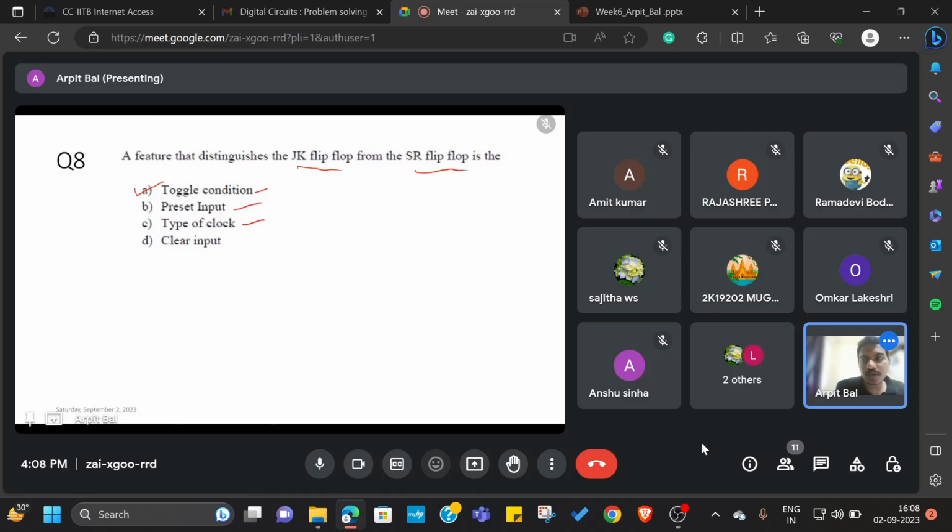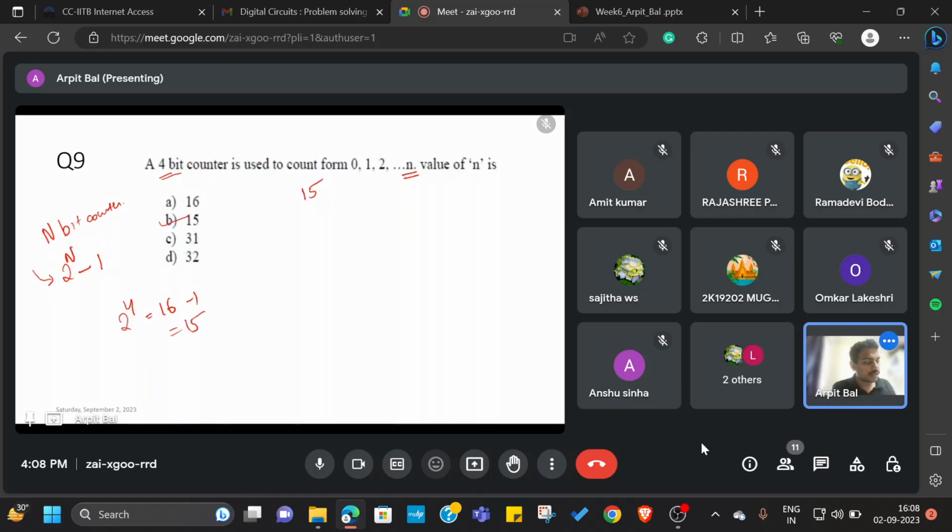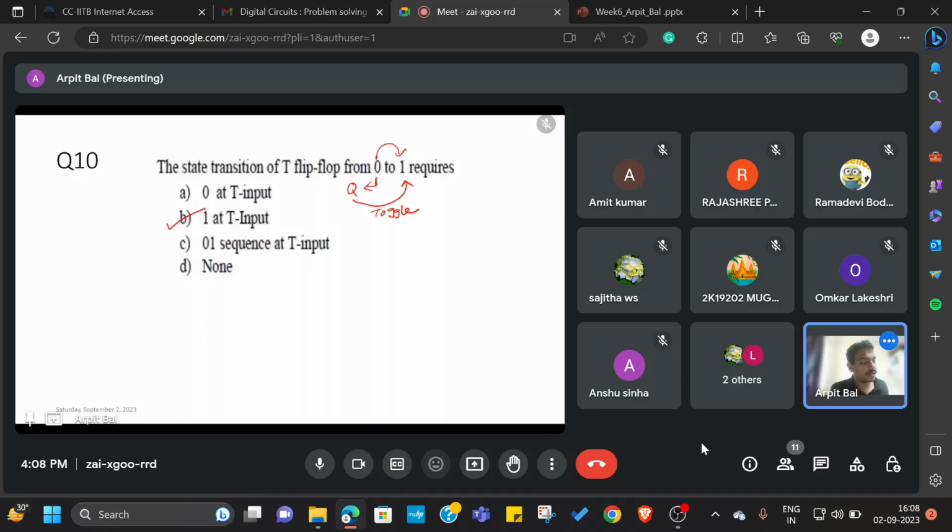Then this is a factual question. The feature that distinguishes JK flip-flop from the SR flip-flop is basically the presence of the toggle condition. Then the next question was also a repetition of the previous questions. In this question we needed to find out the terminal state. So here the terminal state is 15, the maximum value that a 4-bit counter can arrive at.